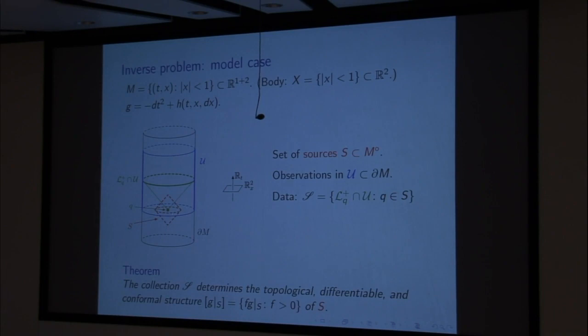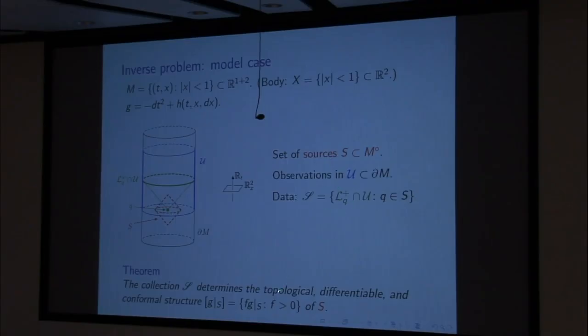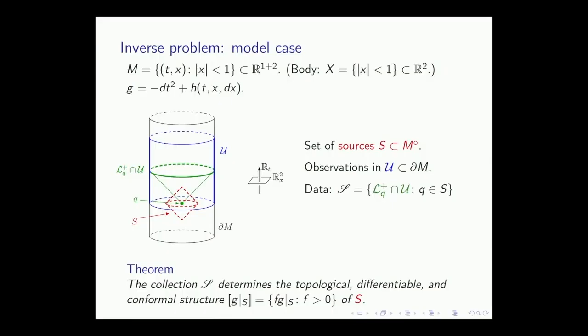And the theorem then in this special case says that just the collection of these measurements here determines the topological, differentiable and conformal structure of the set of sources. So what do I mean by this? Well, first of all, the only thing that I actually know about my body is the part of the boundary that I live on. I don't know whether the body somehow has some holes inside or what's going on. Okay, so I really only am given these data, and I know my laboratory U, where I measure things very well.